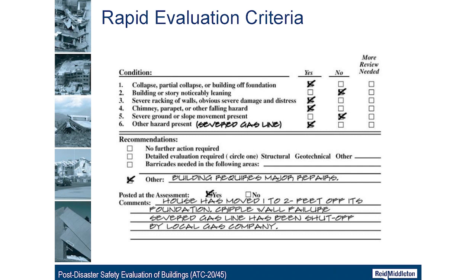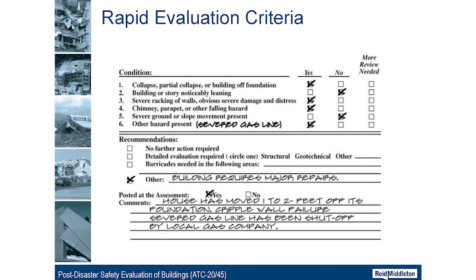Here is where you have the option to provide recommendations. Is any further action needed, do you recommend a detailed evaluation, and is geotechnical, structural, or other sort of level of expertise recommended. Barricading, like the church example we saw earlier this morning, if barricading is recommended to sort of cordon off a whole area of the site. Here they put a note, building requires major repairs.